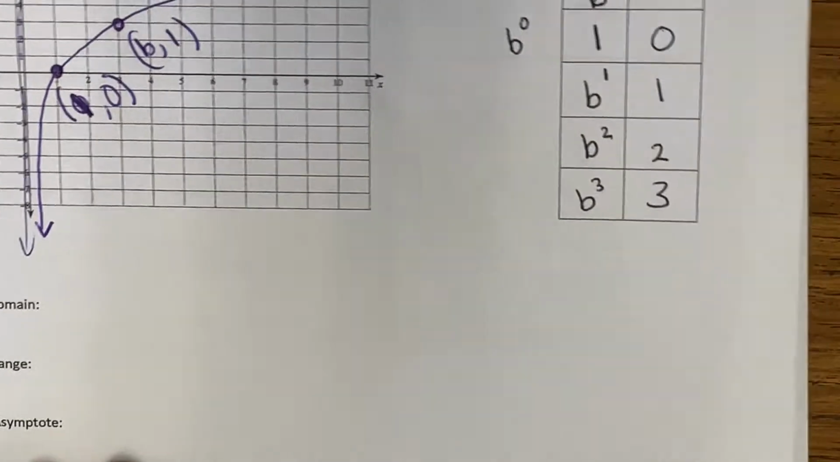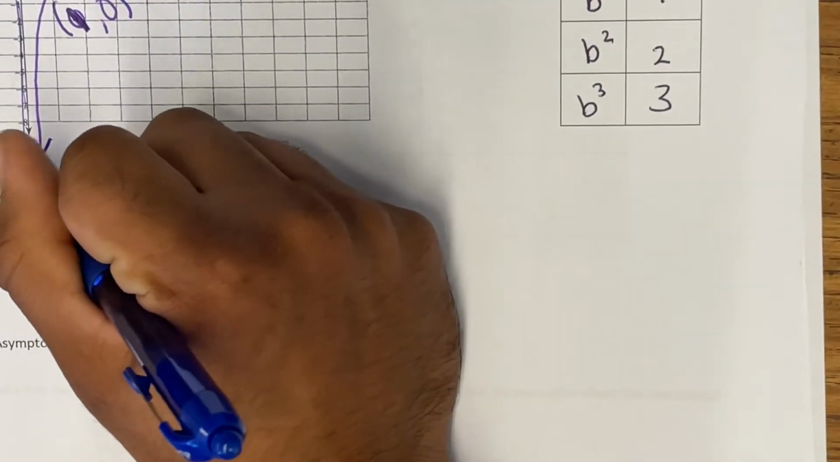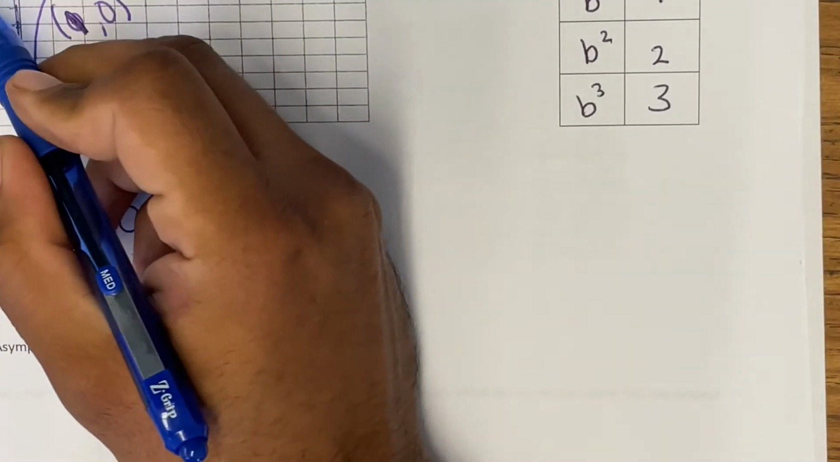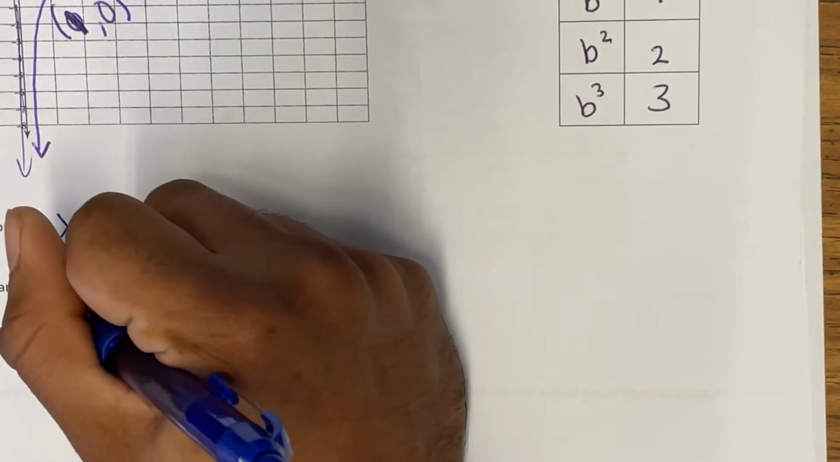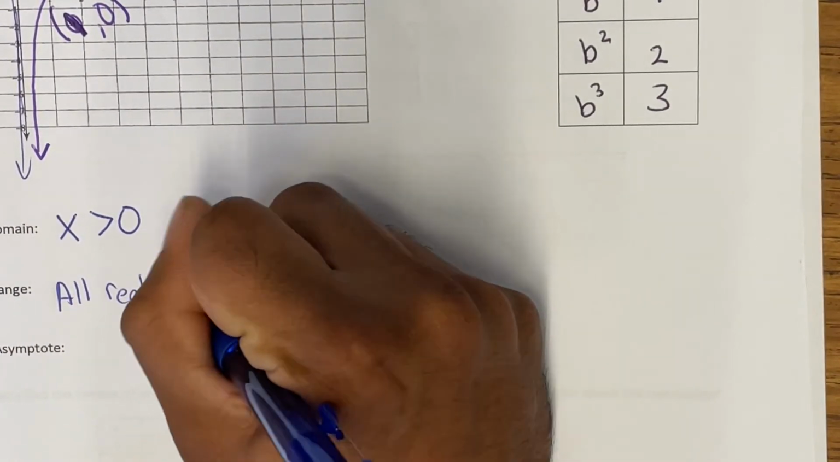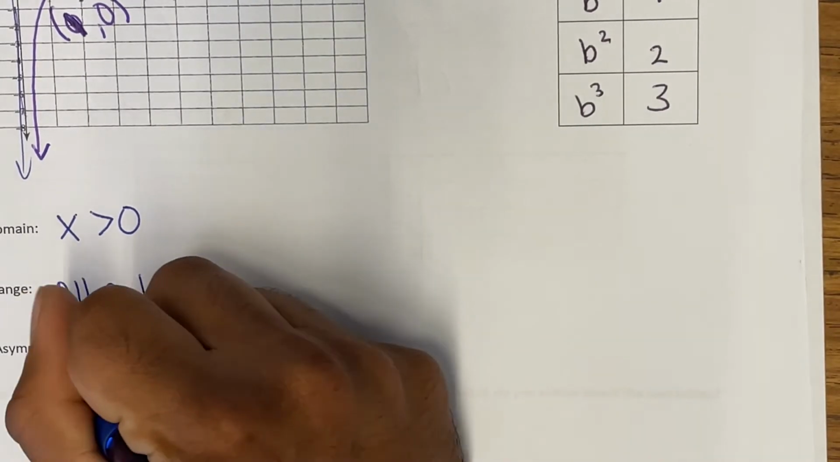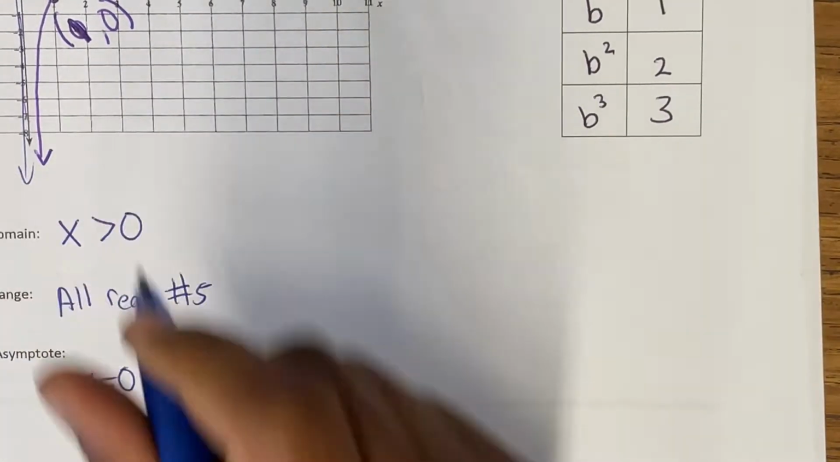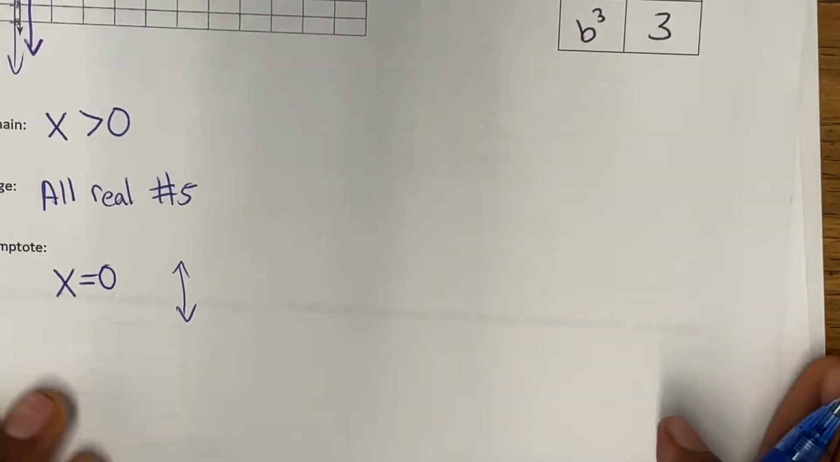put this in. So the domain for these graphs, the domain without any shifts, is going to be x is greater than 0. We're not getting lower than 0 in the x. The range is going to be all real numbers. And the asymptote is going to be at x equals 0. It's a vertical asymptote at 0. We'll start shifting those around and whatnot, but for right now we'll keep it at that.